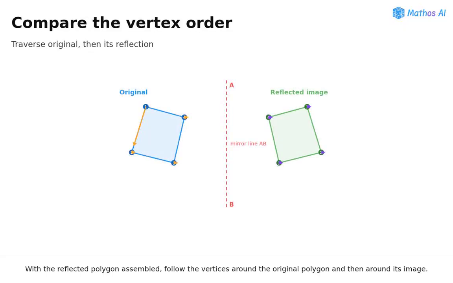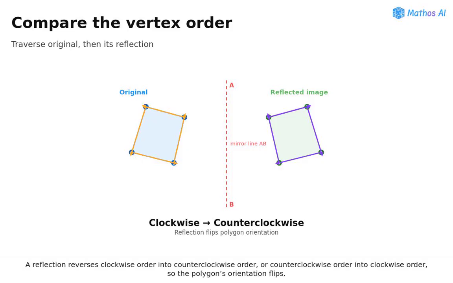With the reflected polygon assembled, follow the vertices around the original polygon and then around its image. A reflection reverses clockwise order into counterclockwise order or counterclockwise order into clockwise order, so the polygon's orientation flips.